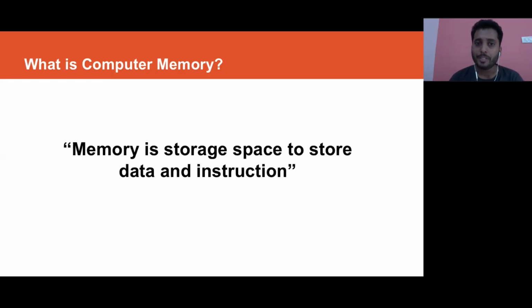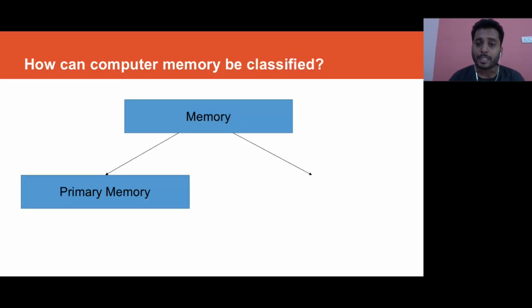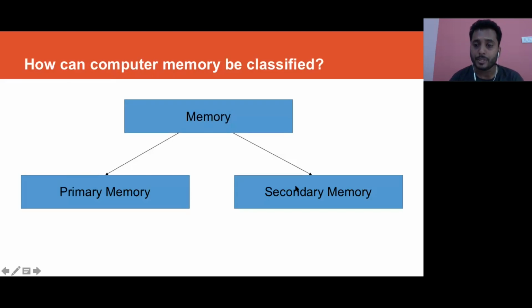Okay, so having said that, memory can be classified into two types. Memory, I repeat, can be classified into two types. Okay, so what are they? The first one is the primary memory and the second one is the secondary memory. So what is the difference between primary memory and secondary memory?